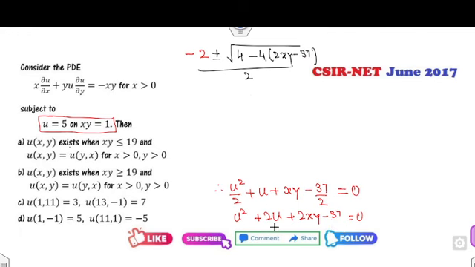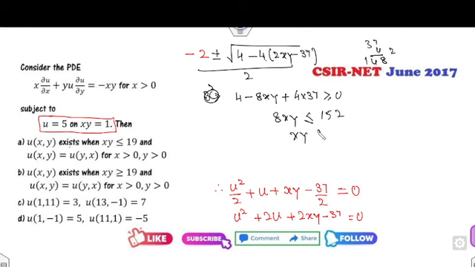Fine. Because I have taken the LCM as 2, your discriminant b square minus 4ac should be greater than or equal to 0. That means minus 4xy plus 4 into 37 is greater than or equal to 0. That means 8xy is less than or equal to 37 into 4, which is 148, plus 4 is 152. So xy should be less than or equal to 152 divided by 8, which is 19. Fine. So that means a solution exists when xy is less than or equal to 19.